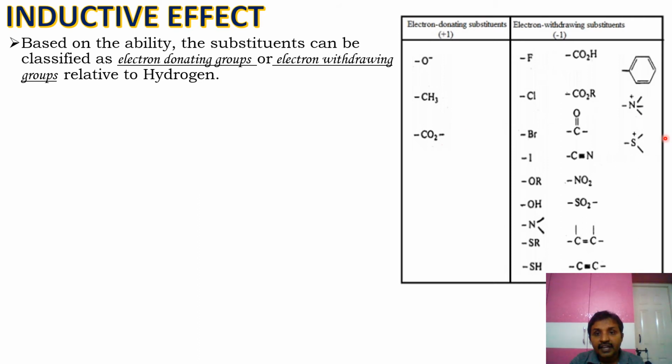Now next is electron withdrawing groups. Electron withdrawing groups are electronegative groups, that is F minus, Cl minus, Br minus, I minus, O minus, OH minus, and NH2, SR. These are the groups which are electron withdrawing, meaning these are attracting the bond pair of electrons towards themselves. You have to remember the carboxylic acid group, ester group, ketonic group, nitrile group, nitro group, and sulfonic SO2 group. These all are electron withdrawing groups, which are very important, with respect to inductive effect.